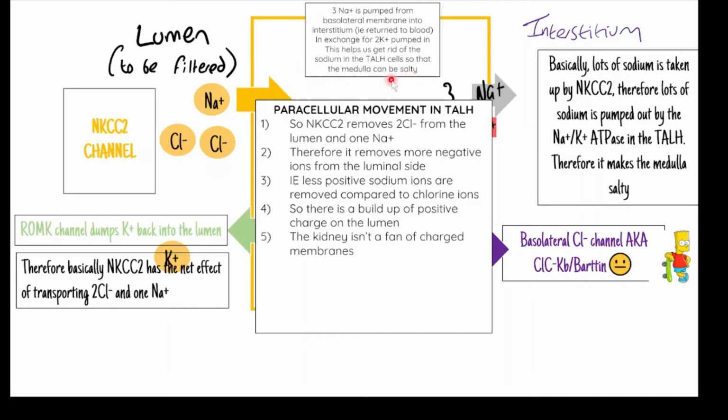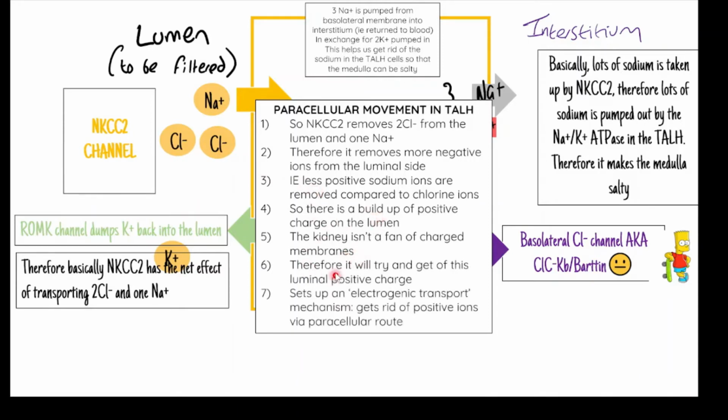Now, the kidney isn't a fan of charged membranes, so it wants to get rid of this positive charge somehow that has been built up by this kind of unfair NKCC2. So it's going to try and get rid of it. What it's going to do, and there's going to be a future video on this because it's more techy, but this is the basics, it sets up something called an electrogenic transport mechanism. Basically, it's a fancy way of saying it sets up a paracellular transport route to get rid of positive ions.